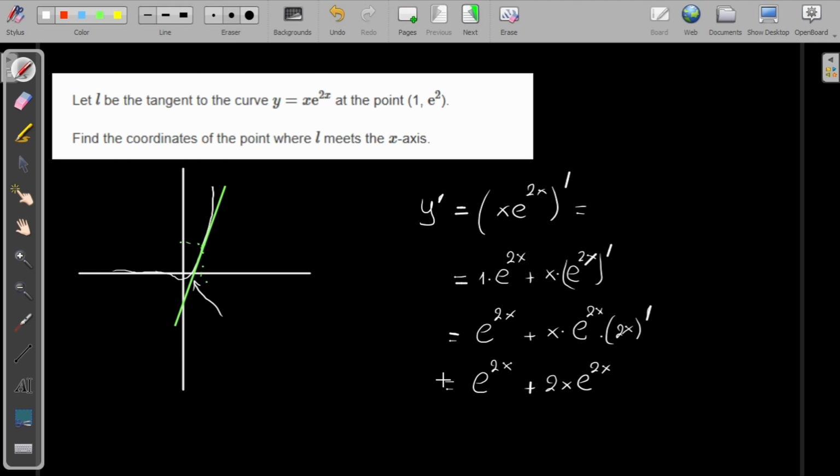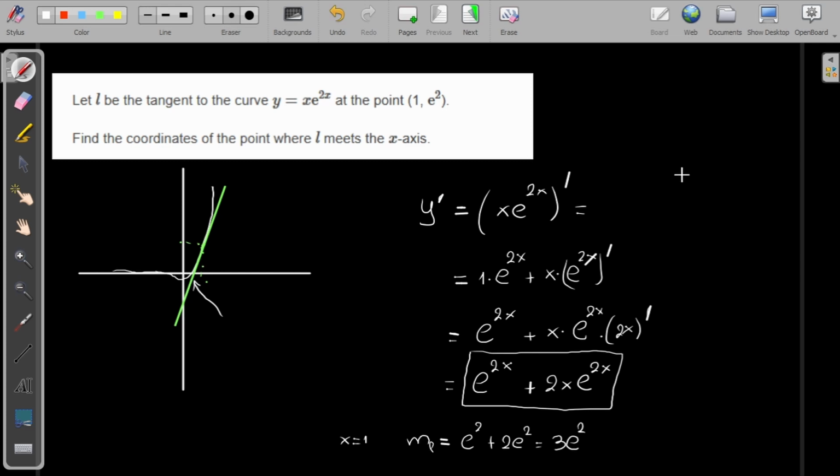Now this is the gradient of the line. This is the general gradient, but I can find exactly how much it is because I have the point. At x equals 1, how much is the gradient? So when x is 1, the gradient of the line L is e to the power of 2 plus 2 e to the power of 2, which is 3 e to the power of 2. So this is a number. Basically I found the gradient of the line.